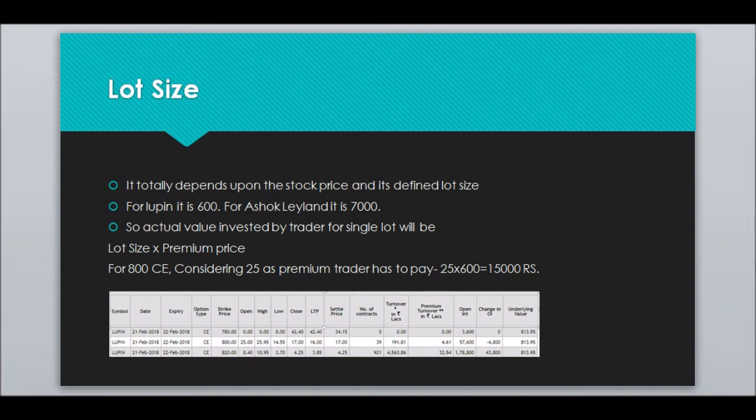So this totally varies based on what time you are buying, whether it is an in the money call or an out of the money call. The premium is decided on that.